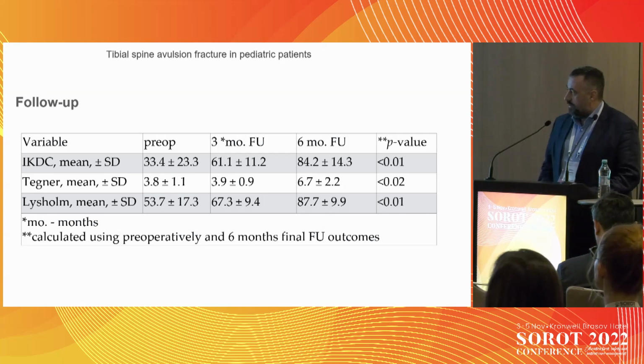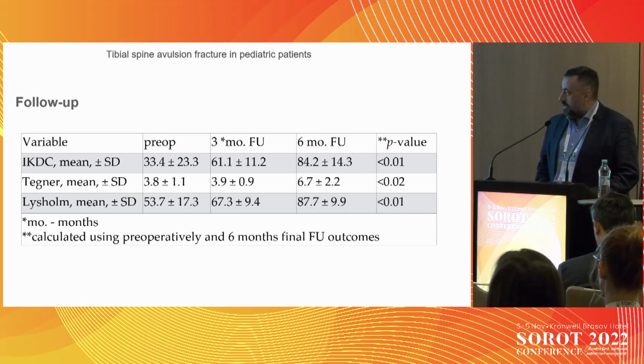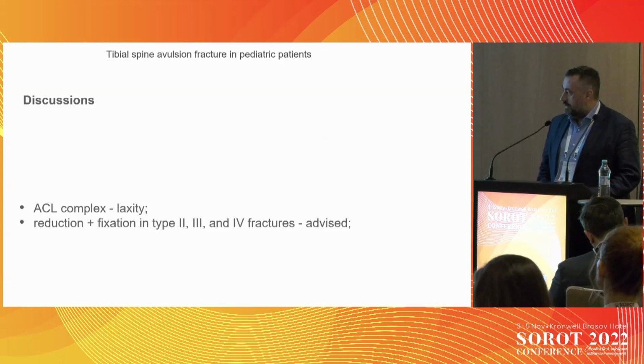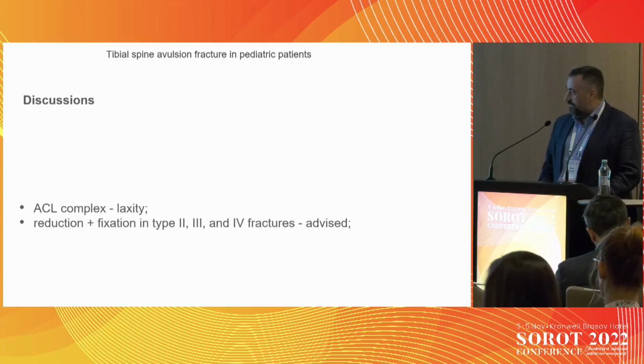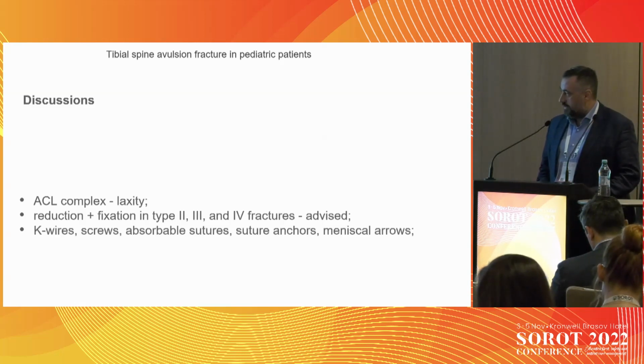For the follow-up, we did preoperative, 3 month and 6 month assessments with IKDC scores and the Tegner and Lysholm scales. We saw clear improvement. So basically, the discussion is a complex laxity of the ACL. Reduction and fixation in type 2, 3, 4 fractures is always advised. It's a long discussion whether you should treat it conservatively or not.